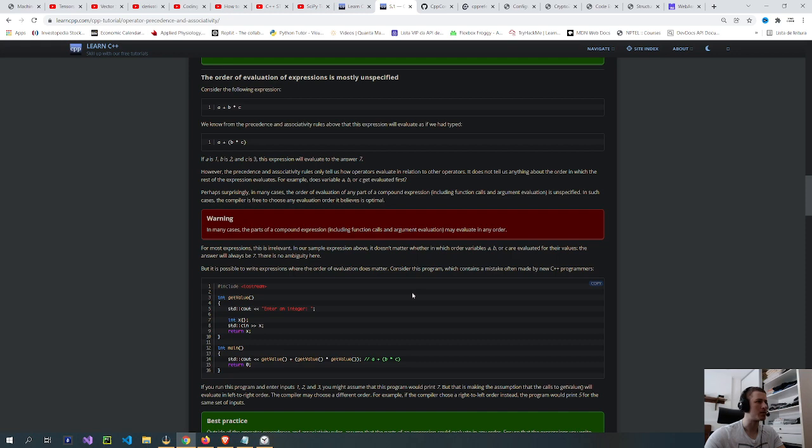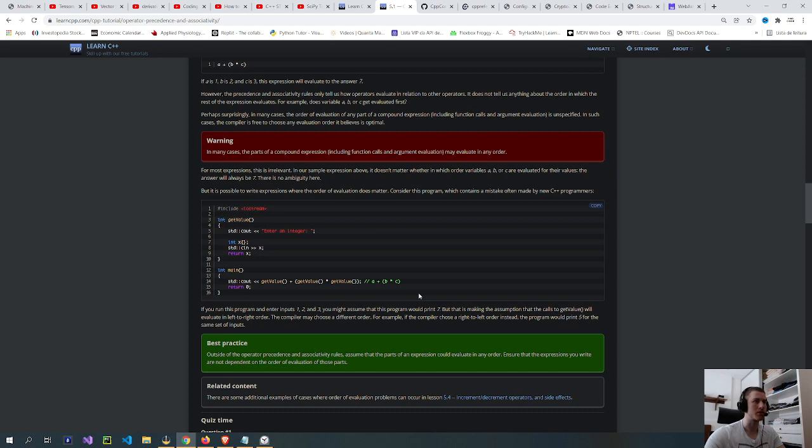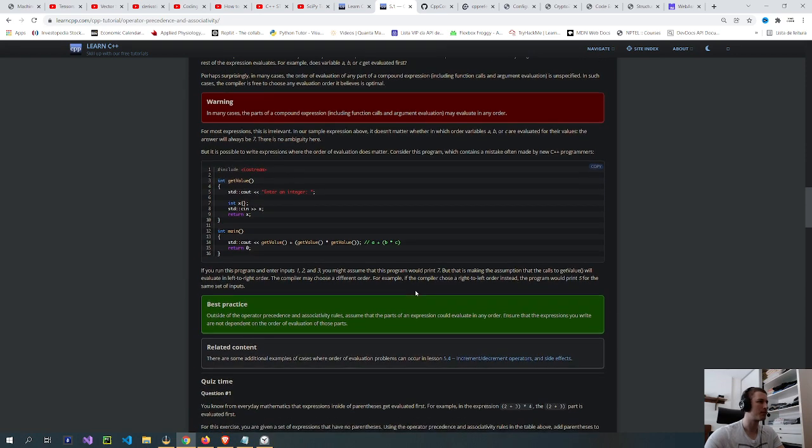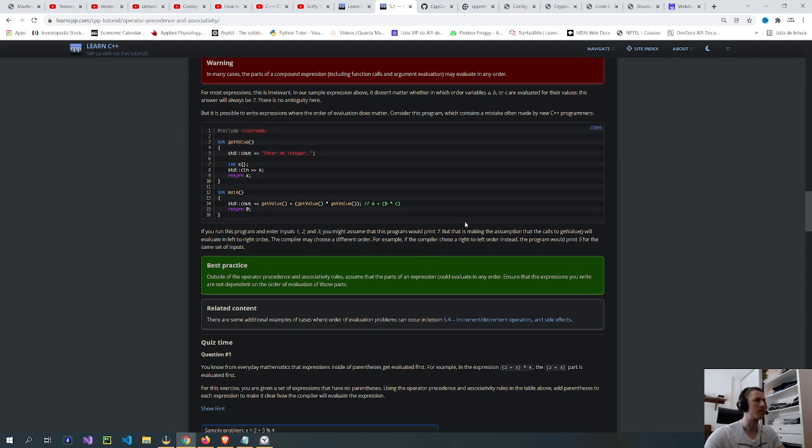Perhaps surprisingly, in many cases, the order of evaluation of any part of a compound expression, including function calls and argument evaluation, is unspecified. In such cases, the compiler is free to choose any evaluation order it believes is optimal. For most expressions, this is irrelevant. In our sample expression above, it doesn't matter in which order variables a, b, or c are evaluated for their values. The answer will always be 7. There's no ambiguity here.